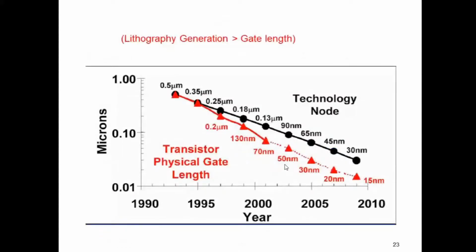This graph depicts the various technology nodes that evolved from 1990 to 2010. As we can see, up to the 0.35 micrometer node, both the gate length and the technology node had the same dimensions. Further, for the 0.25 micrometer node, the gate length was 0.2 micrometer, that is less than the technology node. This process continues, and at the 30 nanometer node we have a gate length of 50 nanometer.